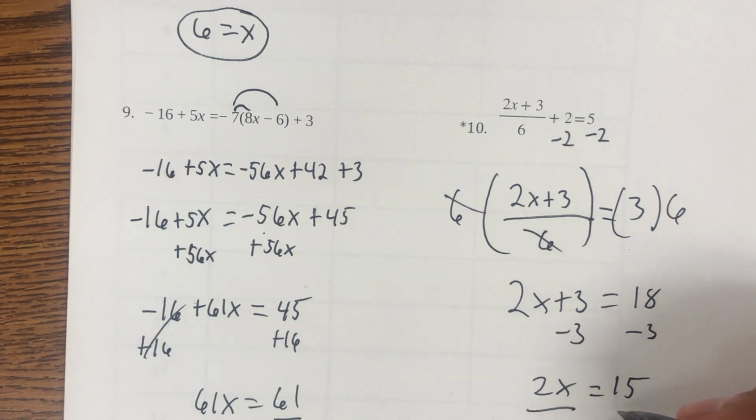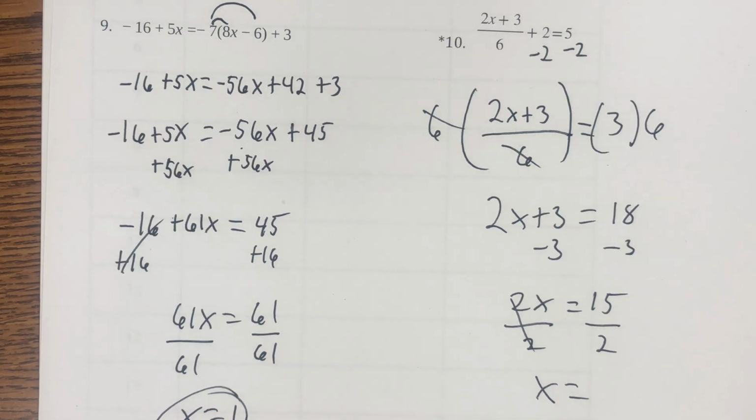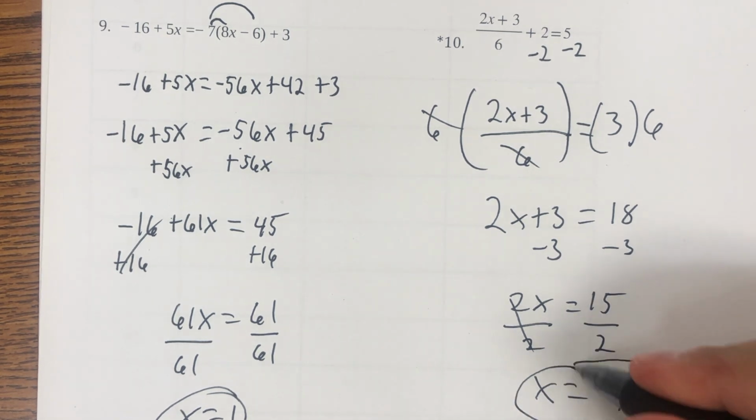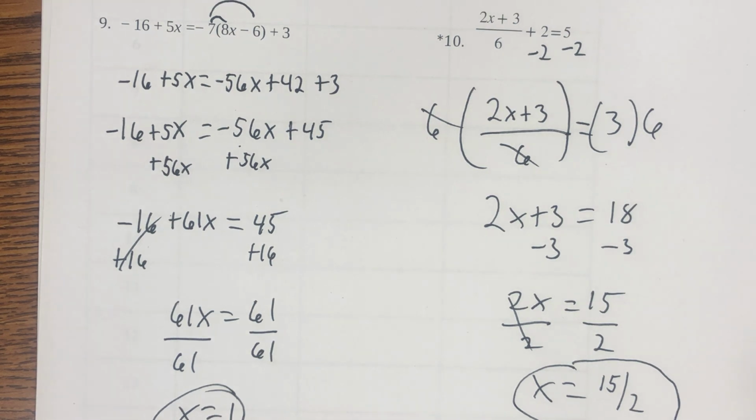Divide by 2. And x is equal to 15 over 2, but that's not a whole number. That's okay. We can have some fractions. You can call that 7.5, or you can leave it as 15 over 2. I'm going to leave it as 15 over 2 and call it a day. So we will have a couple fraction answers.